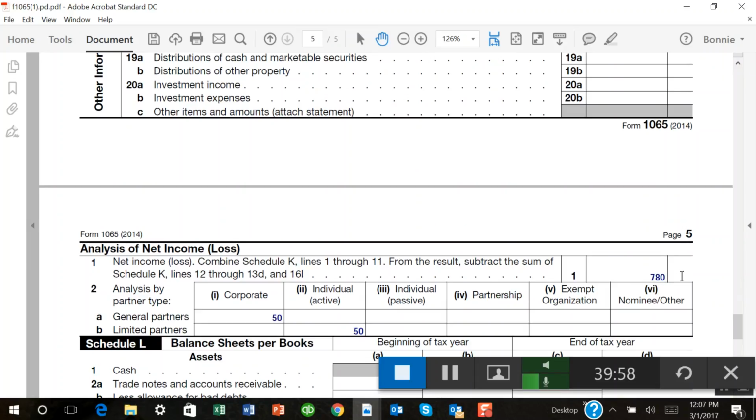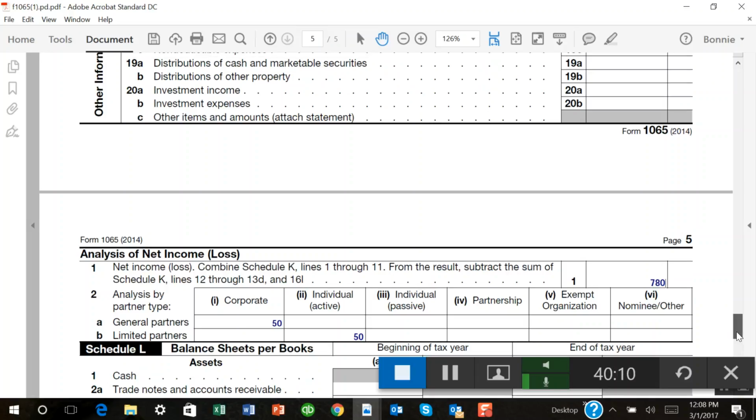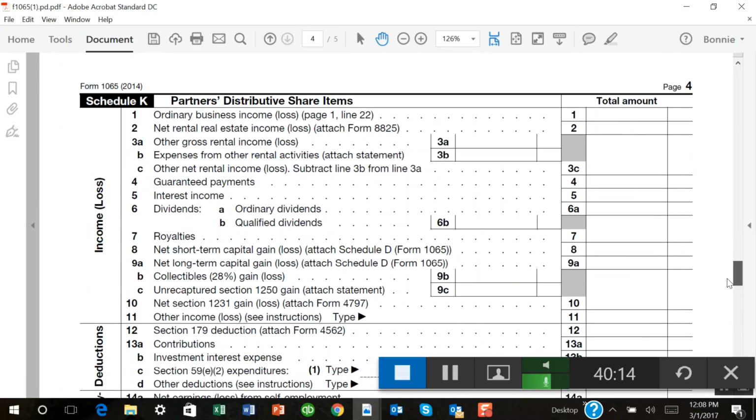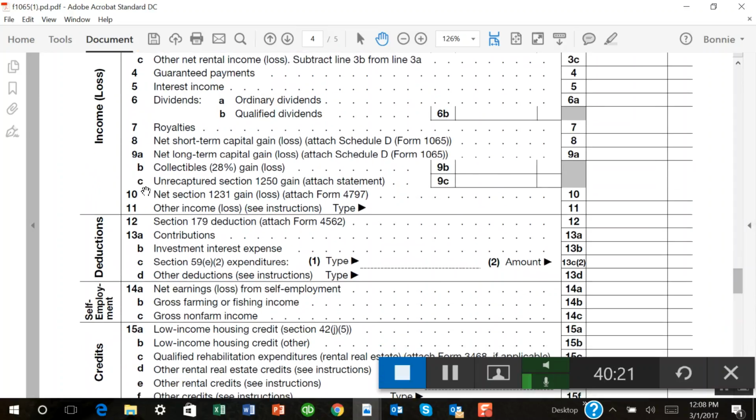Because this figure here is the sum of all of your items of income and then minus all of the items of deduction. So you can see 12 to 13D. So 1 through 11, you can see that's all of your items of income. And then 12 and 13, 13A, B, C, D, those are all of my items of deduction.